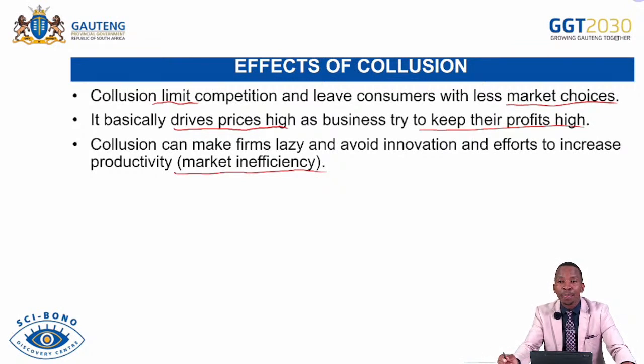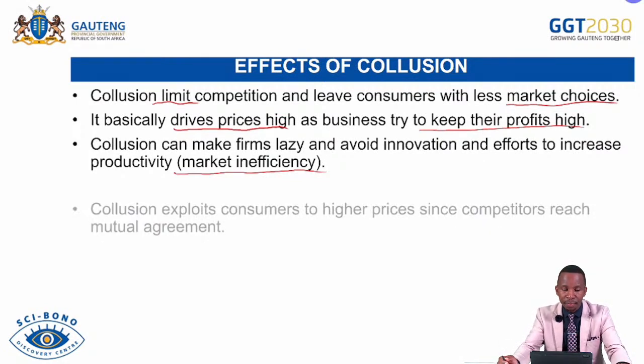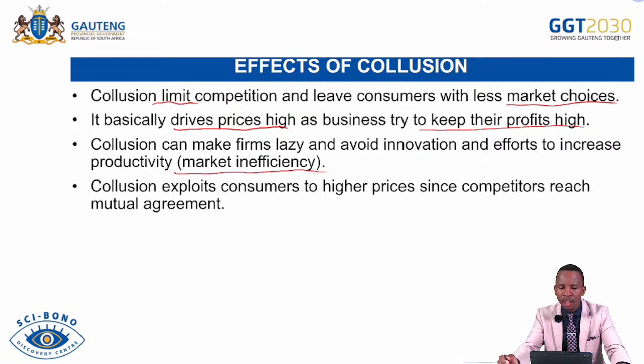They can only improve some aspects that are known as the non-price competition strategies. But based on pricing, they are all selling at the same price. Consumers are not having any choice. So attractions are no longer based on price for consumers. They are based on other strategies that can be used by firms to get consumers very close at large. Collusion exploits consumers with higher prices since competitors reach mutual agreements.